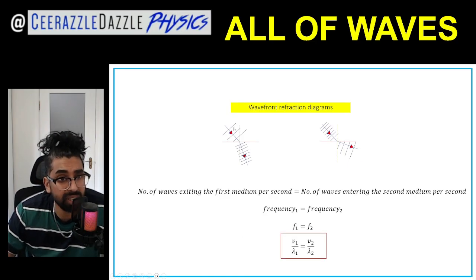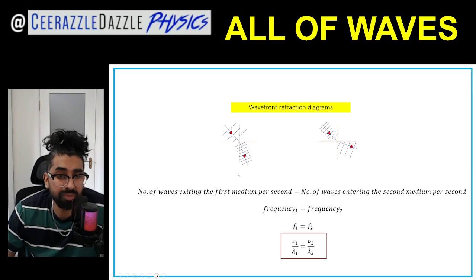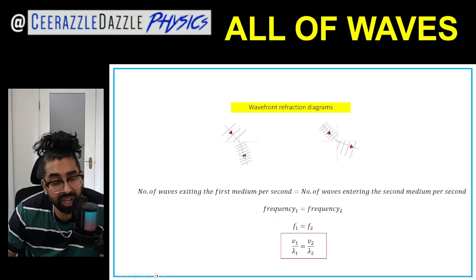Now, wavefronts instead. If you're looking at the wavefronts right now, you can see that the wavelengths get closer together over here. And this one, as it goes to a less dense medium, they get spread out. The one thing that remains the same upon entry and upon exit is the frequency. So the number of waves exiting this medium must be equal to the number of waves per second entering this medium. So both the frequencies must be the same. So F1 is equal to F2, and therefore V1 over lambda 1 is equal to V2 over lambda 2, because wave speed is equal to frequency times the wavelength.